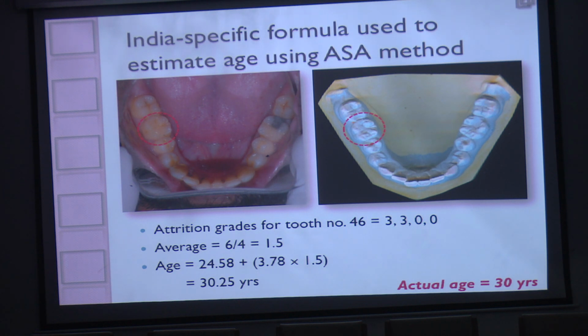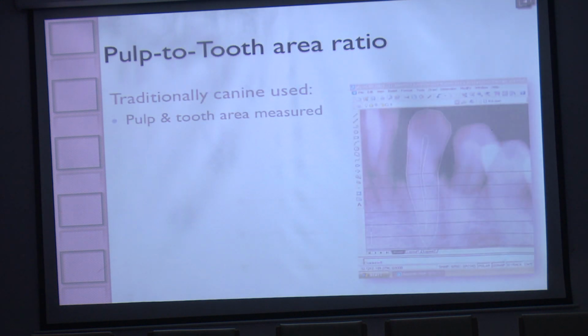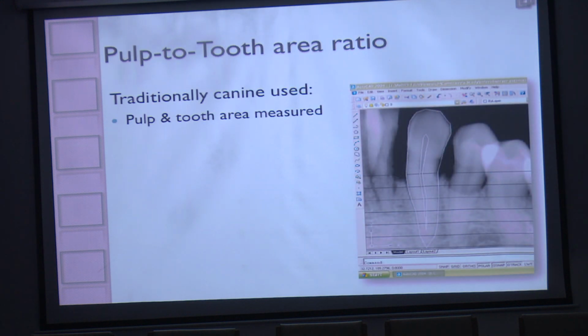Lastly, we missed out on a radiographic method. So I can't complete my lecture without talking about a radiographic method, and that actually is something called the pulp to tooth area ratio method. This method is also given by the same Italian researchers who developed the open apex method, and what they originally suggested was to use the canines. Their first study was on the upper canines, although we did a study on the lower canine, and that's the image that I'm showing you here.